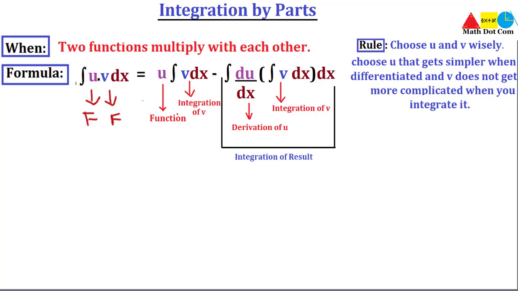So you have to be careful and choose u so that it gets simpler when we find its derivative, and we should not get something more complicated when we integrate v. These are the two points that you have to keep in mind. I have just written them here. I will explain through examples in a short while how you have to choose u and v, and how you will come to know which function to choose as u and which as v. So let's start with the example and you will see how to choose u and v wisely.